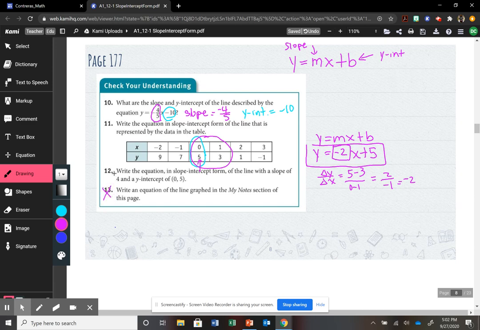Okay, number 12, we're going to skip number 13. Write the equation in slope-intercept form of a line with a slope of, so our m is 4 and our b, which represents our y-intercept, is 5. Okay, so let me do that. This is number 12. So here we have y equals mx plus b. Our m is 4. Our b is +5. So that is our equation in slope-intercept form.